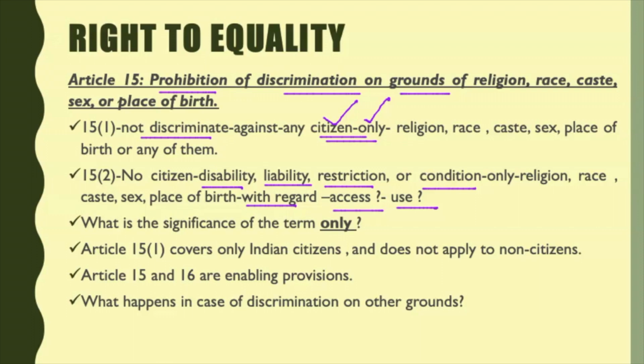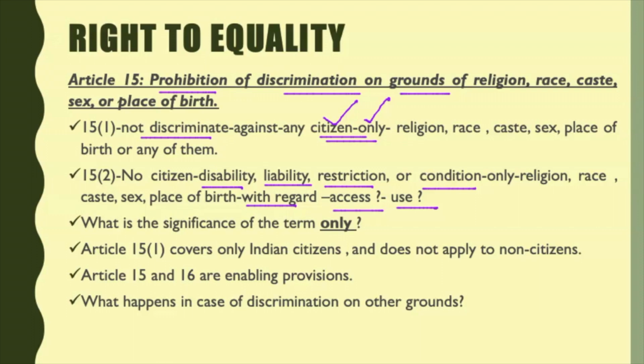The access to shops, public restaurants, hotels and places of public entertainment or the use of wells, tanks, bathing ghats, roads and places of public resort maintained wholly or partly out of the state funds or dedicated to the use of general public. So I hope आपको basically समझ आ गया है कि clause 1 and clause 2 क्या हैं of our Article 15. So as you highlighted the term only, one may ask what is the significance of the term?